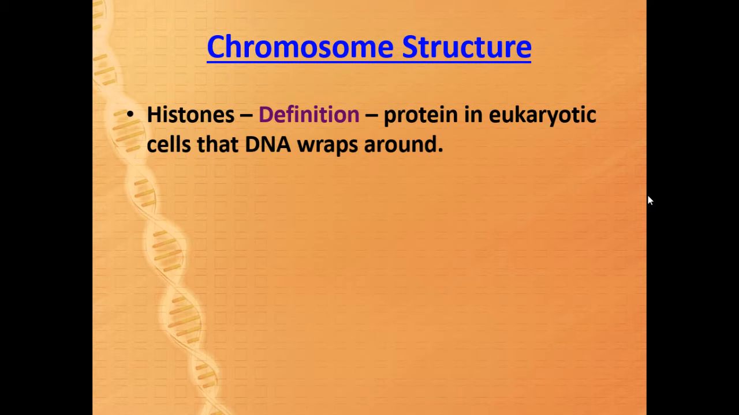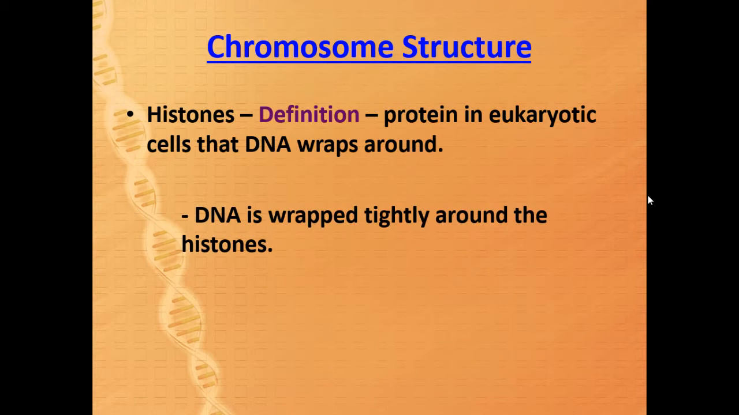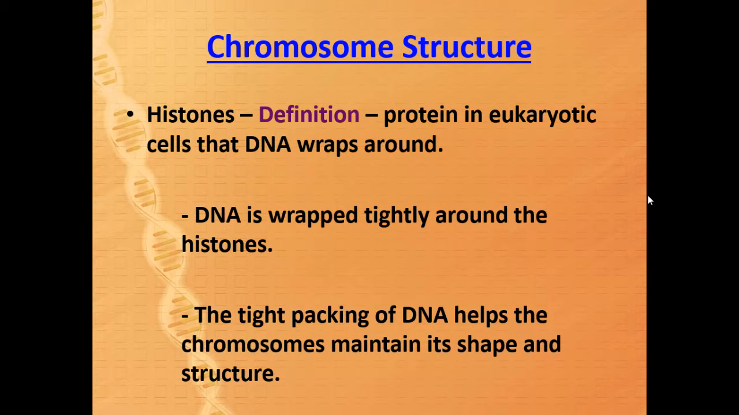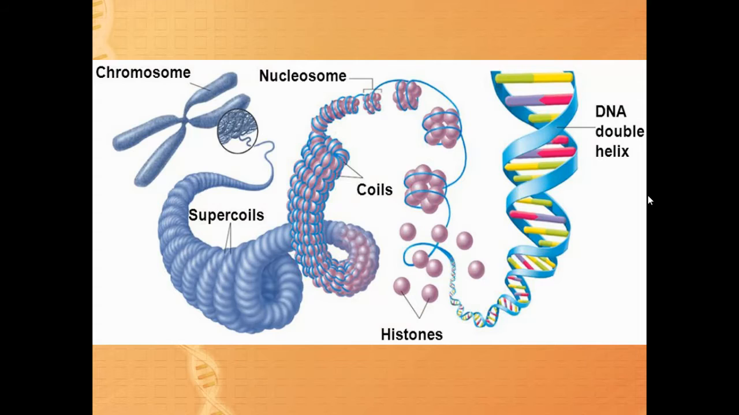So histones, this is the protein in eukaryotic cells that DNA wraps around, and the DNA is wrapped tightly around these histones. The tight packing of DNA is going to help the chromosomes maintain shape and structure. So here we have DNA in its nice loosey-goosey form. These little purple guys are histones. Those are the proteins that the DNA is going to coil itself around. And as it coils up and becomes super, super tight, it's going to end up in this X shape, and that's what we call a chromosome.